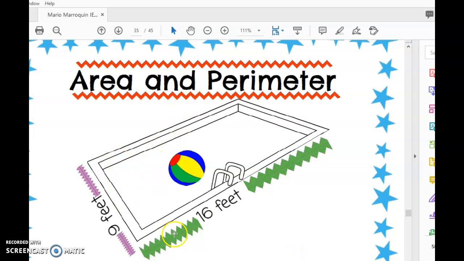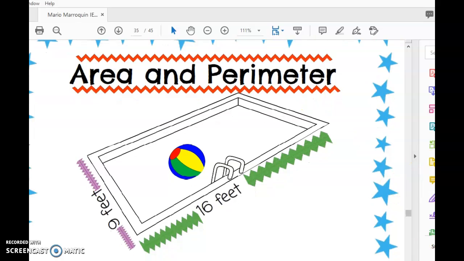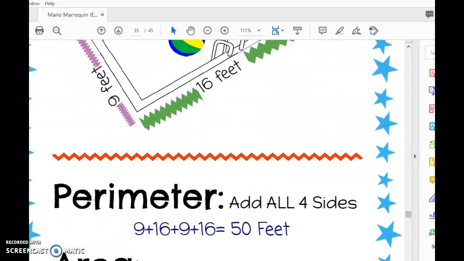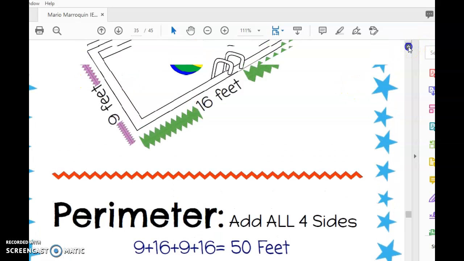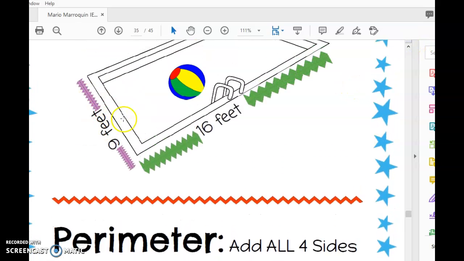So here you have a rectangle. It's a swimming pool in the shape of a rectangle. You have 9 feet and then you have 16 feet. When they ask you for perimeter, they are asking you to add all 4 sides. So what are you going to do? You are going to add all 4 sides. So you're going to be adding what? 9 plus 16.